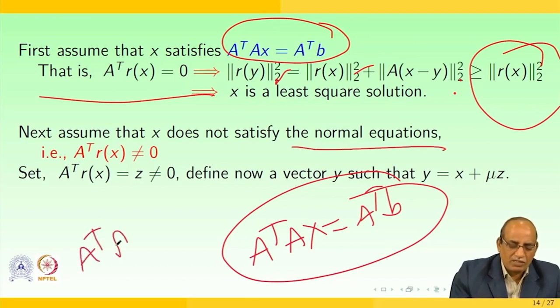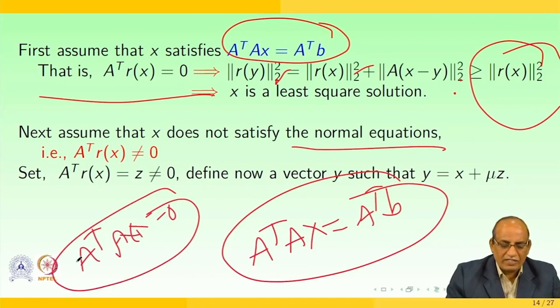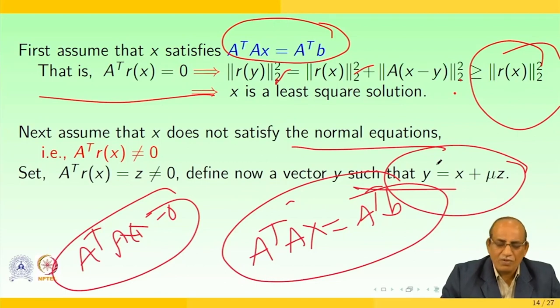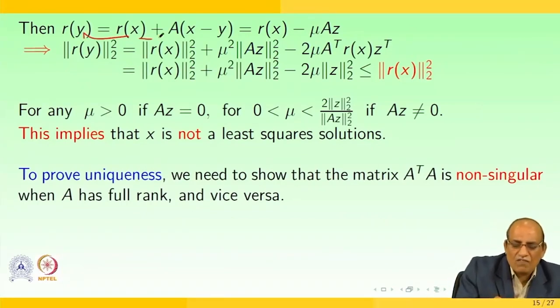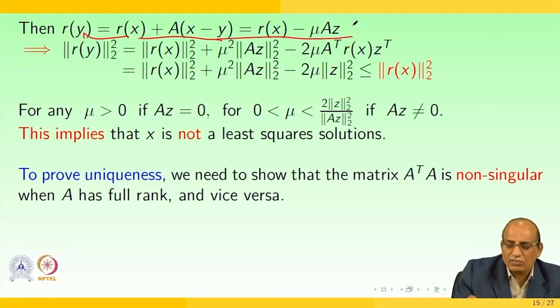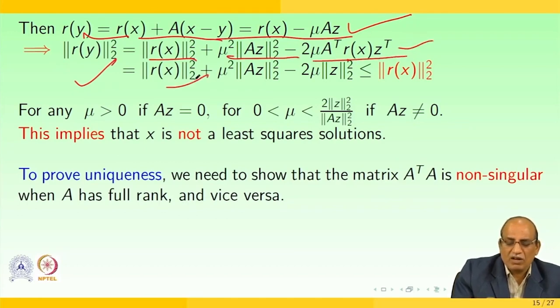Next, assume that x does not satisfy the normal equation. So, that means A transpose r(x) is not equal to zero. So, if it does not satisfy, set A transpose r(x) equal to z, not equal to 0, and define a vector y such that y is equal to x plus mu times z. Okay, how can it be obtained? You can check it here. Then r(y) is equal to r(x) plus A(x minus y), that is equal to r(x) minus mu A z, and the squared norm of r(y) is equal to the squared norm of r(x) plus mu squared times the squared 2-norm of Az, minus 2 mu times the squared 2-norm of z.